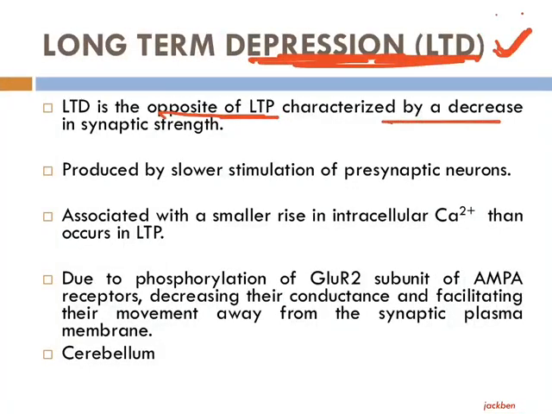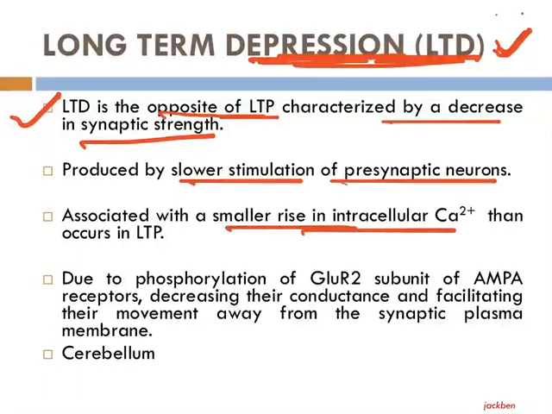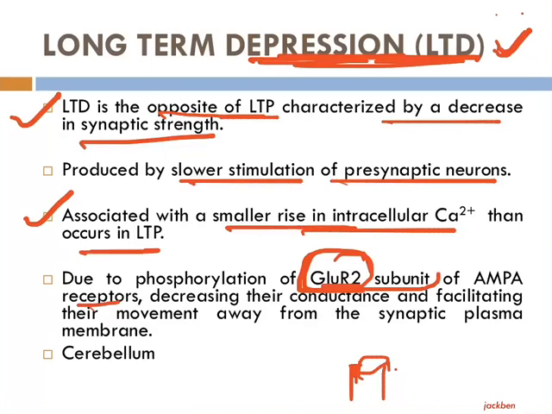It is characterized by a decrease in the synaptic strength, totally opposite of long term potentiation. It is produced by slow stimulation of the presynaptic neuron, and it is associated with a smaller rise in the intracellular calcium than occurs in long term potentiation. So what is the main mechanism of action? It is due to the phosphorylation of the GluR2 subunit of the AMPA receptor. GluR2 is a glutamate receptor subunit. There is a channel, this receptor has multiple subunits, and one of those subunits, the GluR2 subunit of the AMPA receptor, gets phosphorylated.